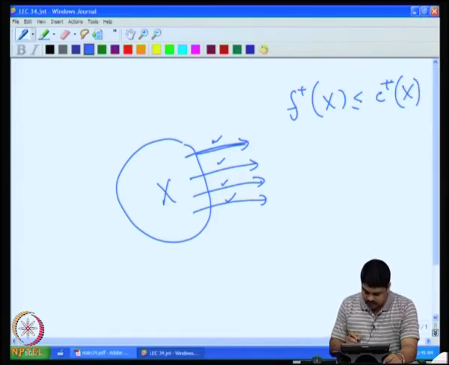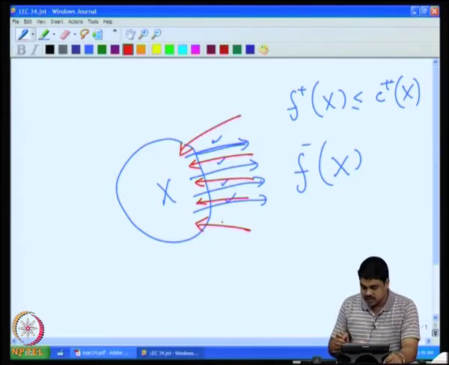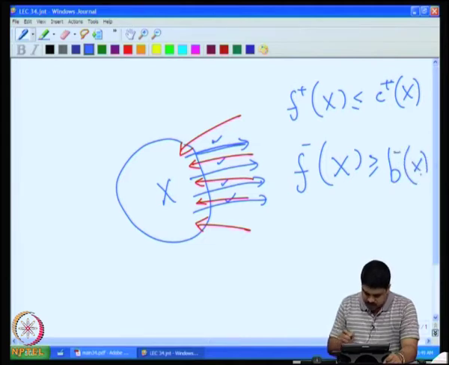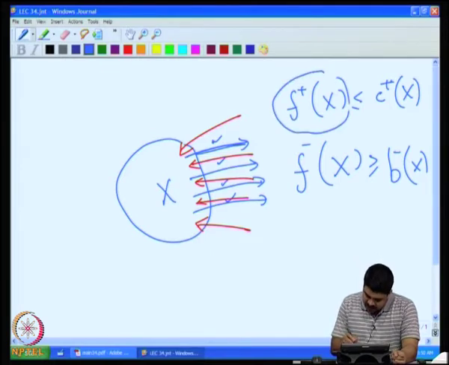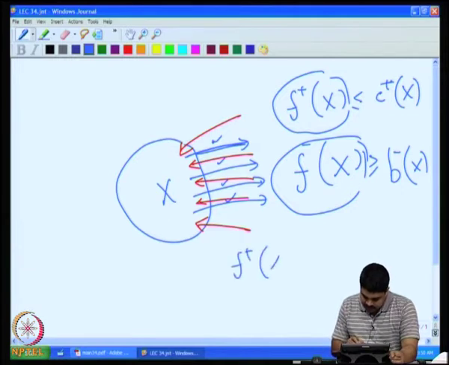Now, on the other hand, we can say that f minus of X, that means if you consider the incoming arcs for X, the sum of the flow values on these incoming arcs has to be greater than or equal to B minus of X, because whatever the lower bound is, it has to be greater than that. These are two obvious things, but the interesting thing is that f plus of X and f minus of X are equal.